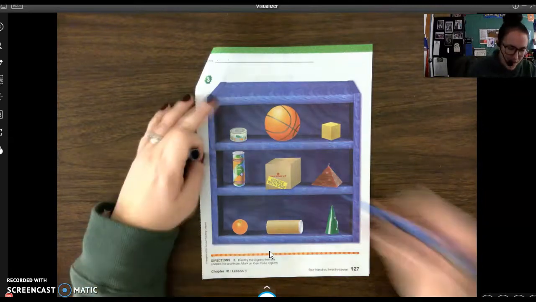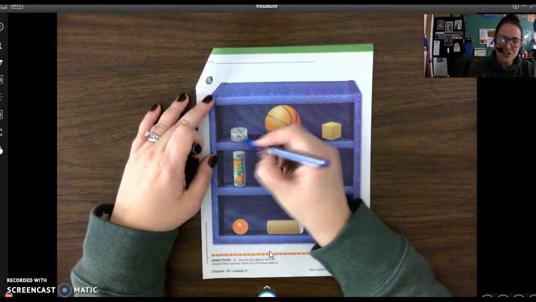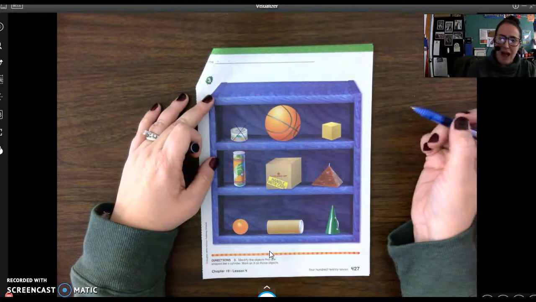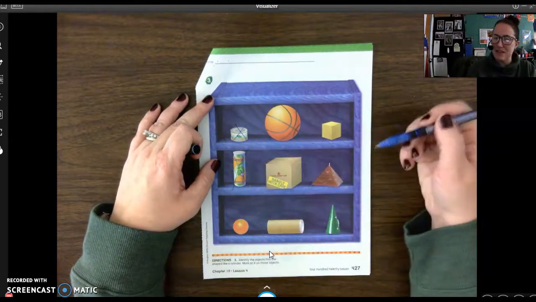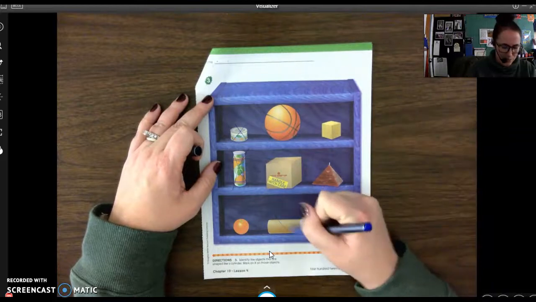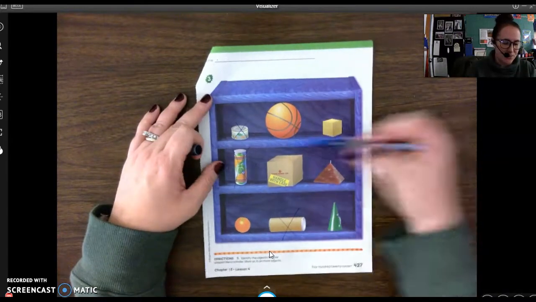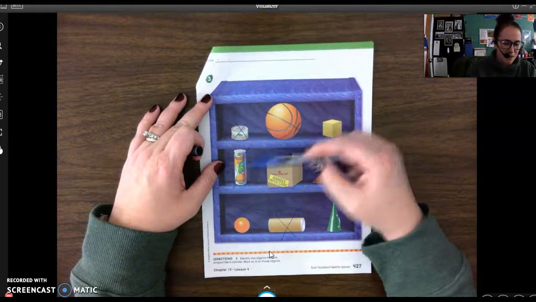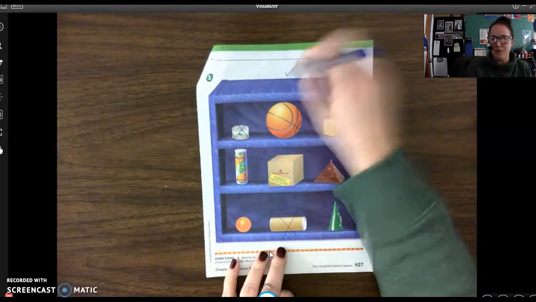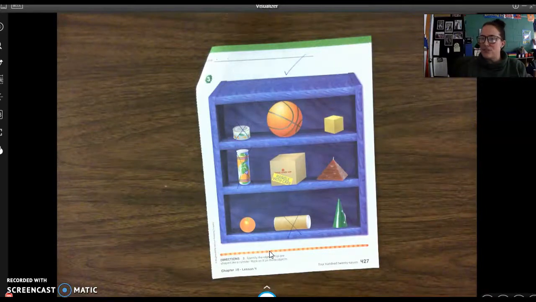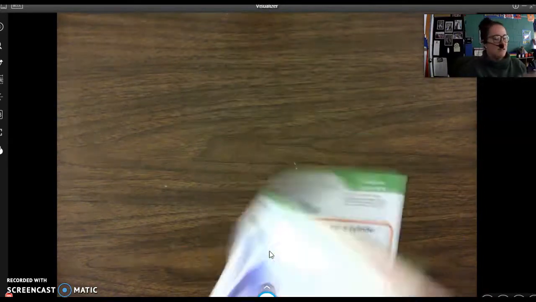I see a can of tuna that is shaped like a cylinder. I see a can of tennis balls that is shaped like a cylinder. And I see this paper tube down here that is shaped like a cylinder. They have a flat surface on top and bottom and a curved surface in the middle. If you got all those right, you can give yourself a big check or fix it if you need to. Let's turn to the back.